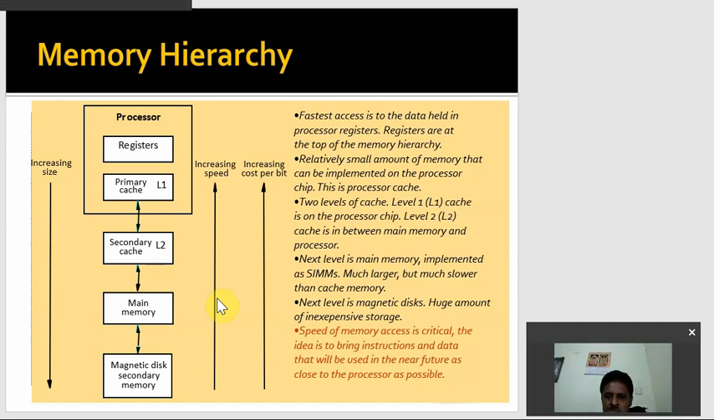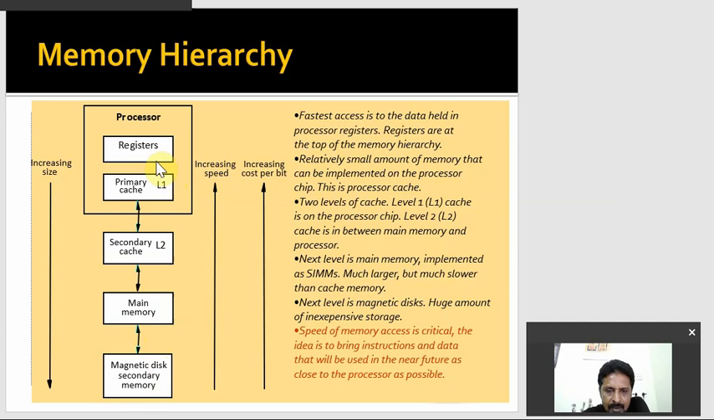Hi students, in this session we will discuss memory hierarchy. Here, different types of memories have been taken. This is the processor. Within the processor we have registers, the smallest storage device, primary cache L1, secondary cache L2, main memory and secondary memory. So from small to big they have defined.